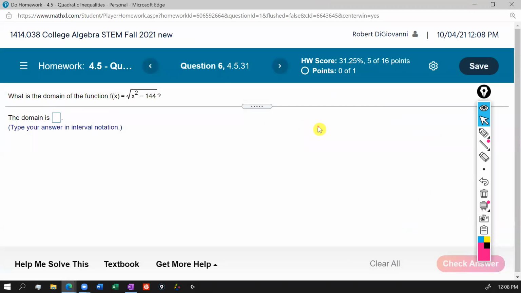What is the domain of this function? All right, so for the domain of this function, since it's a square root, we need to make sure that what's underneath it can never be negative. So that means it has to be greater than or equal to 0. So that's a quadratic inequality. So first thing I do is I make it an equation.